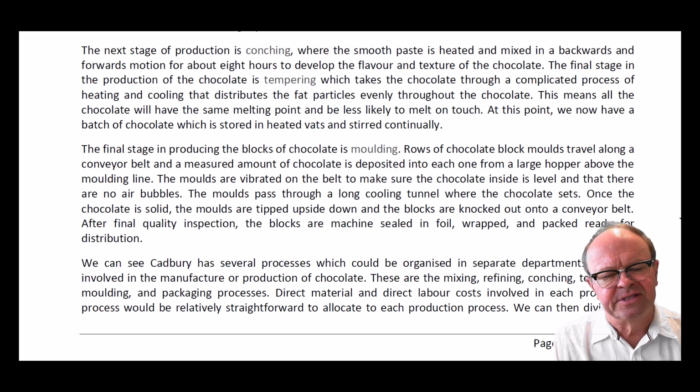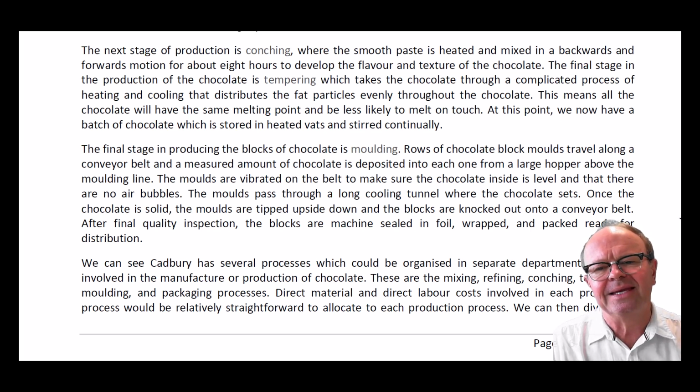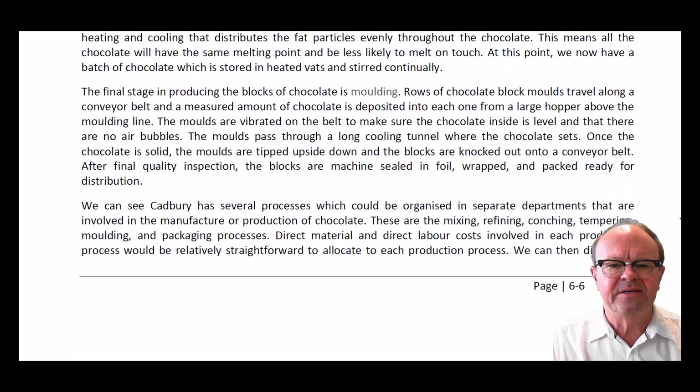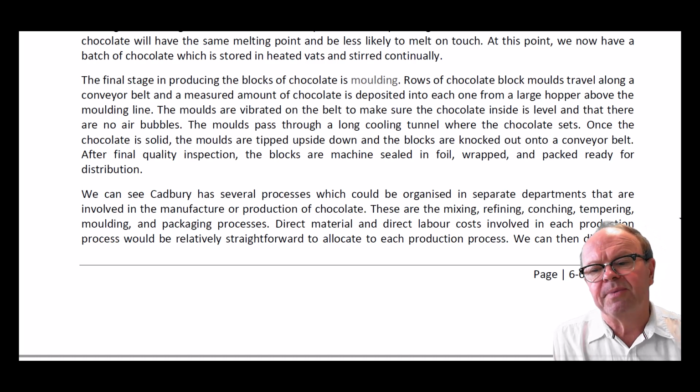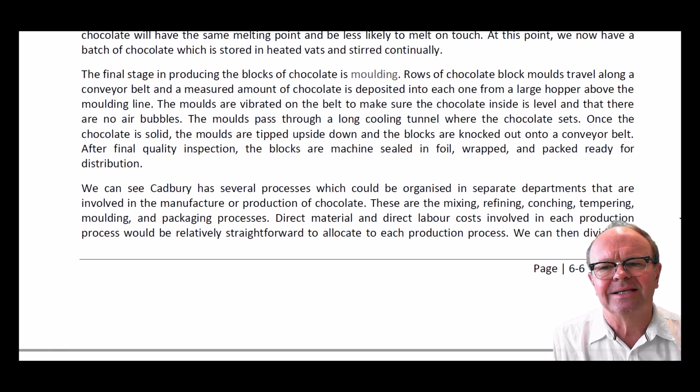The final stage in producing the blocks of chocolate is moulding. Rows of chocolate block moulds travel along a conveyor belt and a measured amount of chocolate is deposited into each one from a large hopper above the moulding line. The moulds are vibrated on the belt to make sure the chocolate inside is level and that there are no air bubbles. The moulds pass through a long cooling tunnel where the chocolate sets.